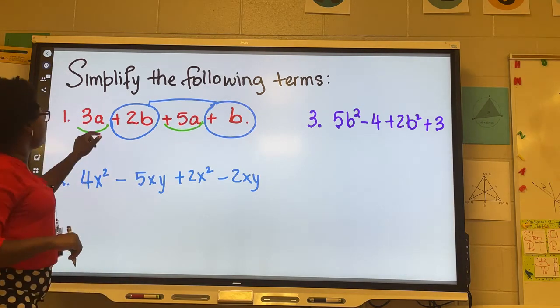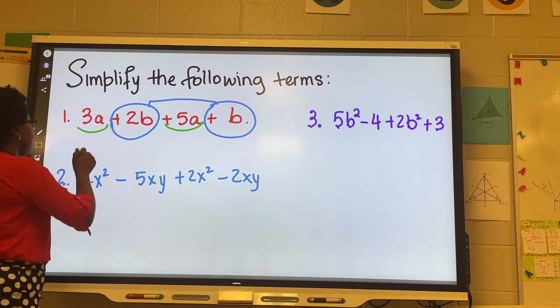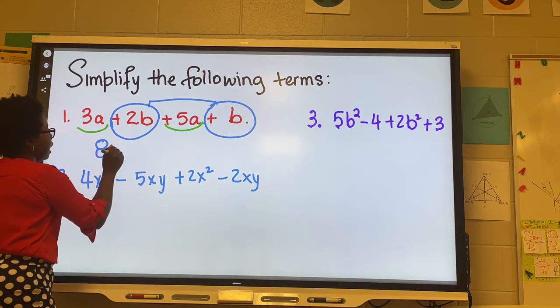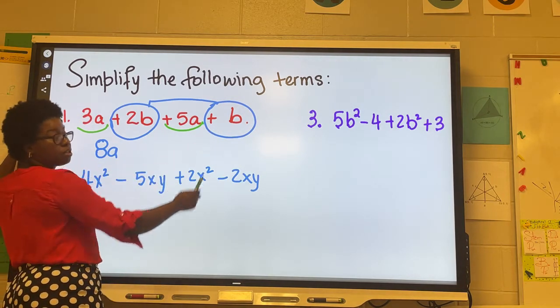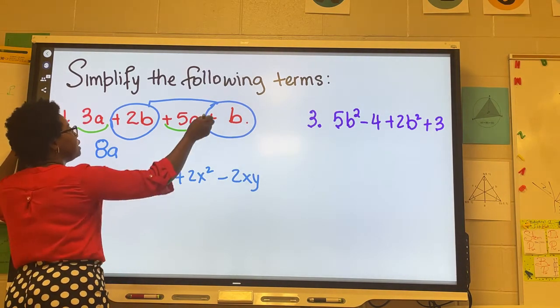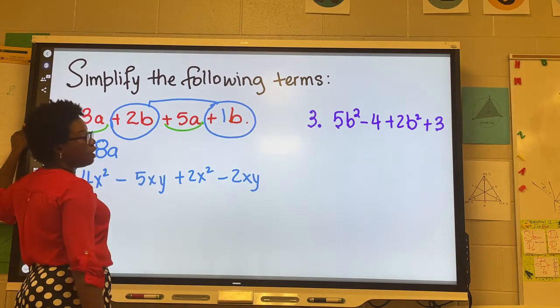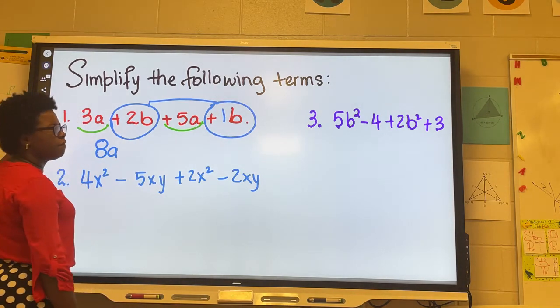Alright? So right here, 3a plus 5a will give us 8a, and 2b plus b. Here you see that there's no coefficient visible, but a 1 is normally in front of a variable that stands on its own. So this is basically a 1b. So 2b plus 1b will give you 3b, and so 3b is your answer. So right here is our answer, 8a plus 3b. Alright, let's move on to the next one.